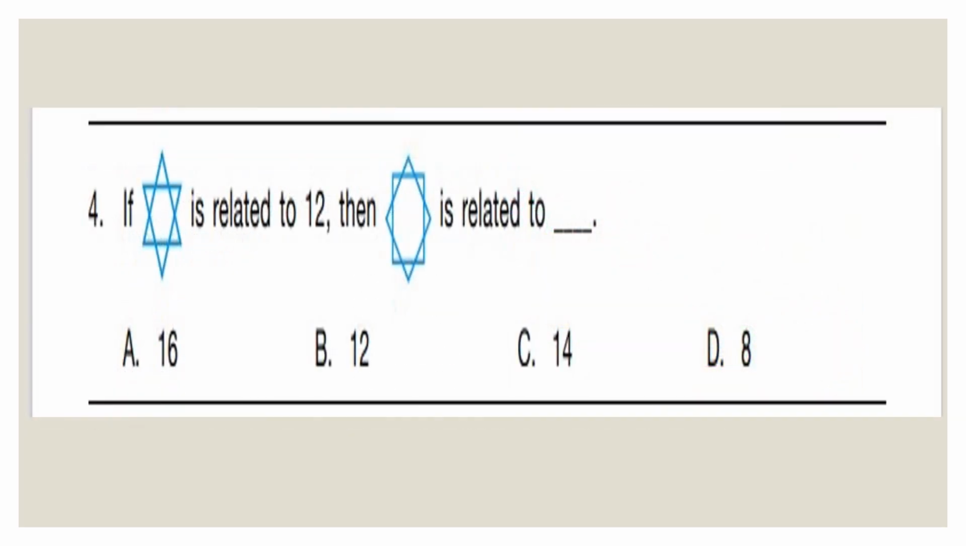Question number 4. If this star is related to 12, then this picture is related to what? Option A 16, option B 12, option C 14, option D 8. If we count the stars in this figure, we find there are a total of 6 stars, and 6 multiplied by 2 is 12. The number of triangles in this figure is 8. So 8 multiplied by 2 is 16. So our answer is option A, 16.